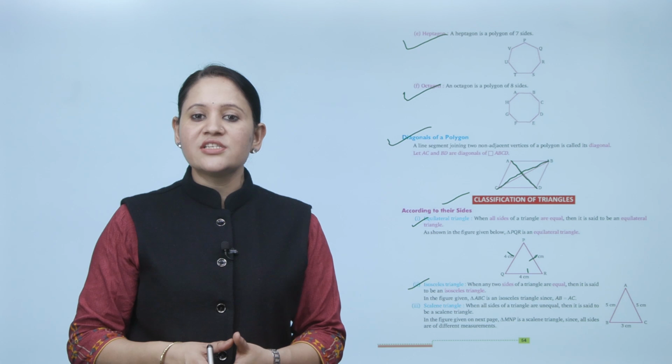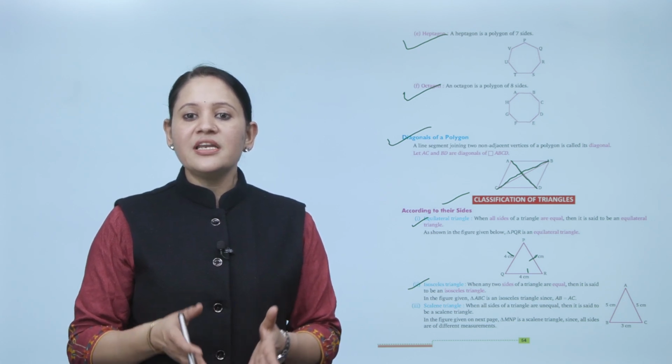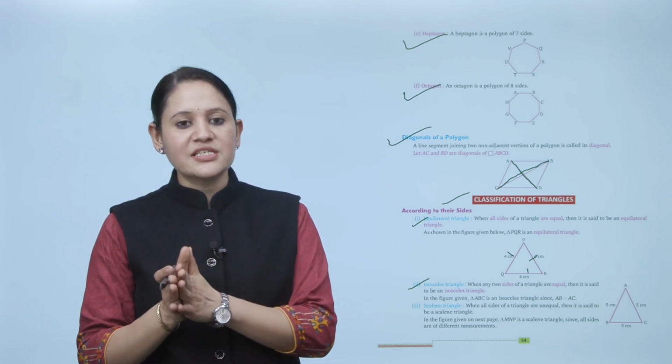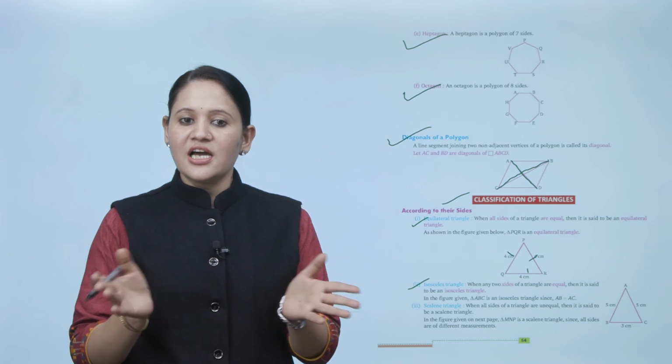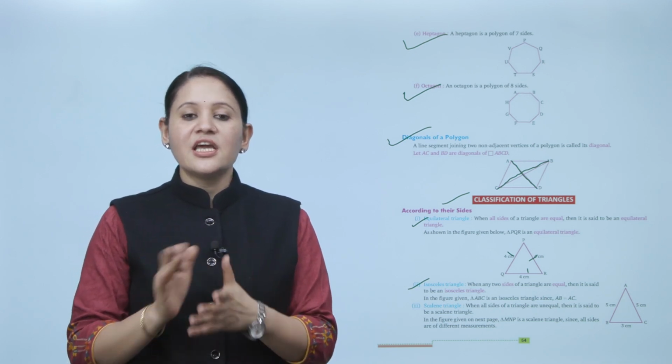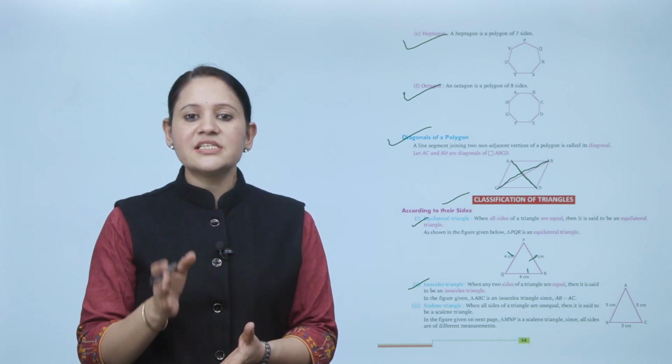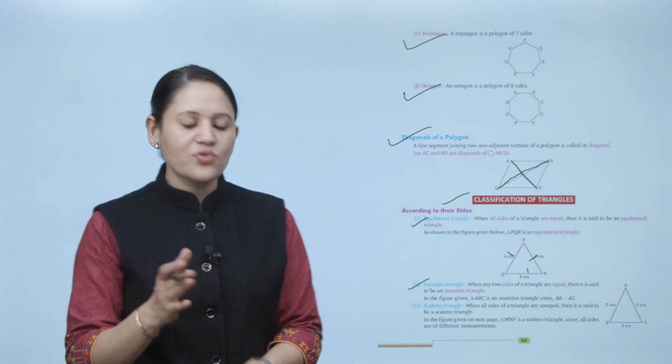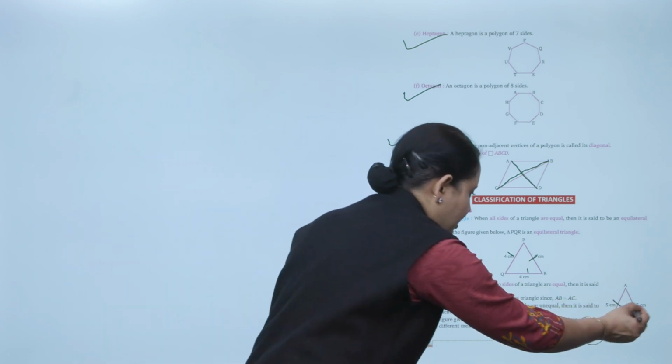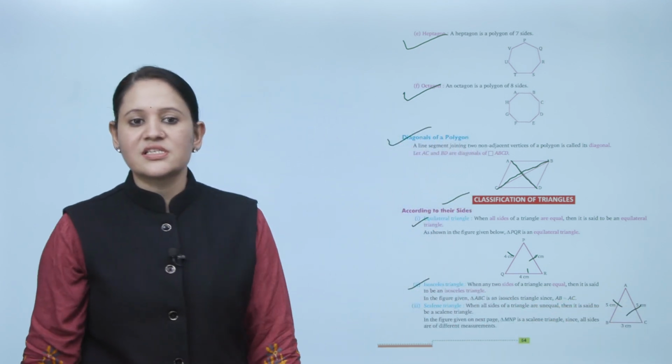When any 2 sides of the triangle are equal, then it is said to be an isosceles triangle. Means any 2 sides are equal, they are isosceles triangles. In the figure given, triangle ABC is an isosceles triangle since AB equals AC. So these 2 sides are equal, that means it is an isosceles triangle.